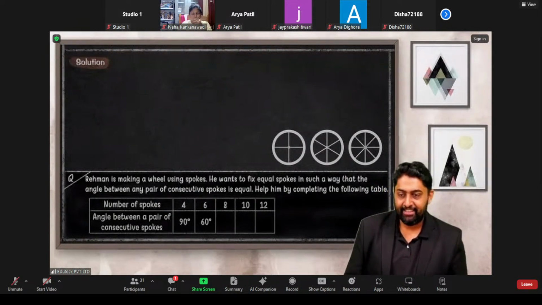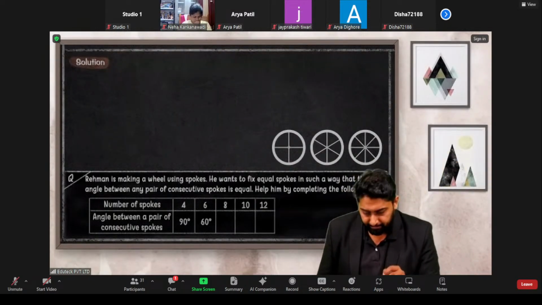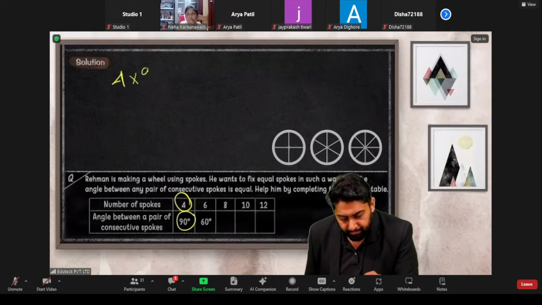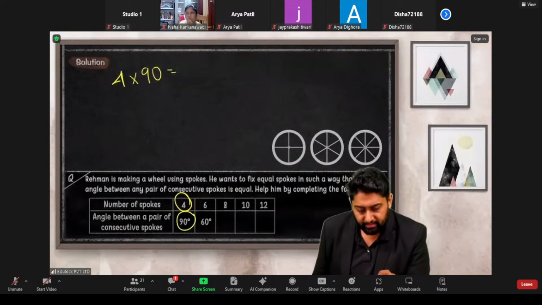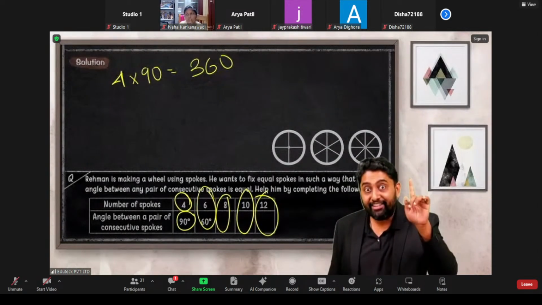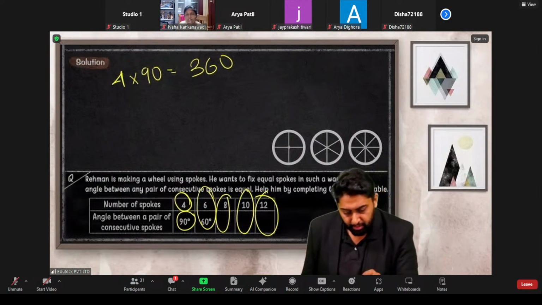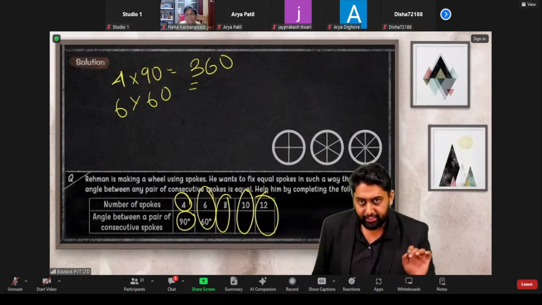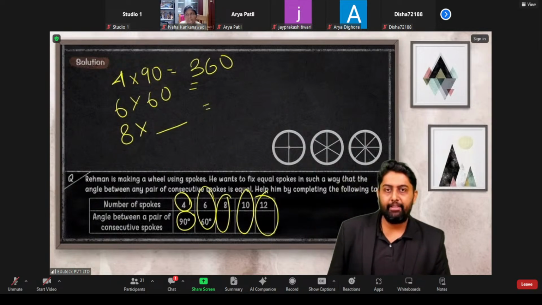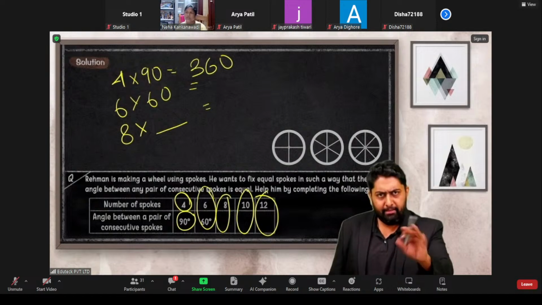Okay. Chalo. On the screens, everyone, we know 4 into 90. What is the value for this? 9 4s are 36, means 360. That means every product from here has to be how much? 360. It needs to be 360. So 6 into 60, 360. Next, we have 8 into dash. How much will that be? Sir, 45. 45.